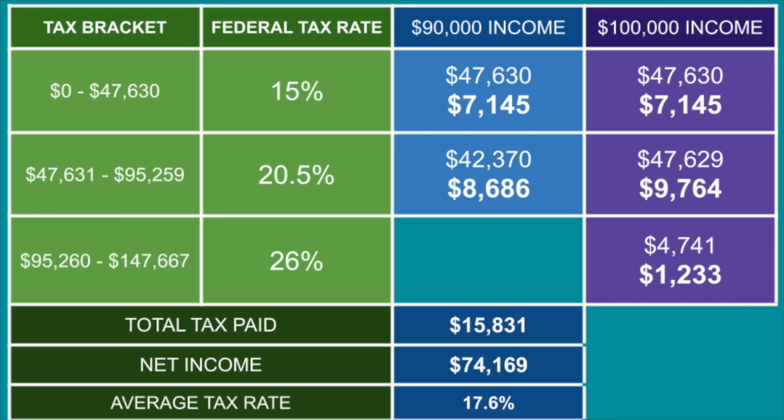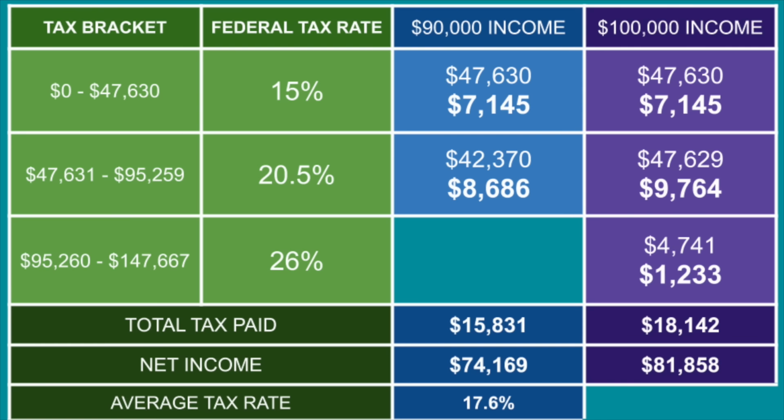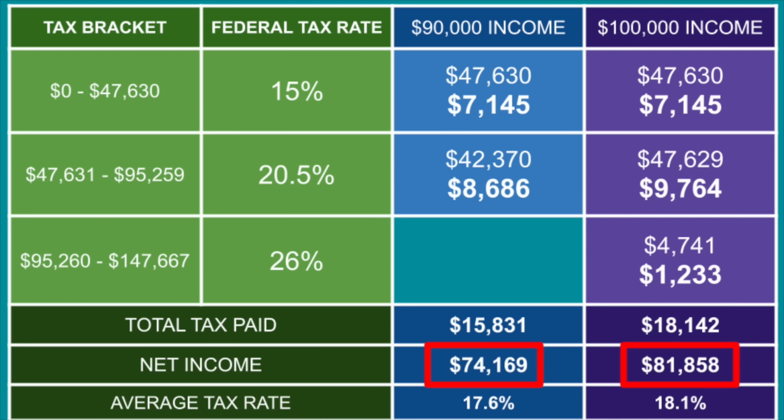This gives us a total federal tax amount of $18,142 and a net income of $81,858 and an average tax rate of 18.1%. So even though we were bumped into a higher tax bracket, our total net income still increased. However, we did lose a larger percentage of our income in taxes. Our salary increased by $10,000, but our net income only increased by $7,700.